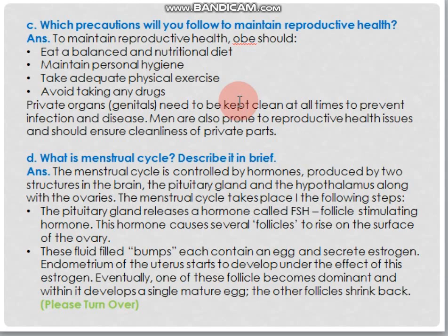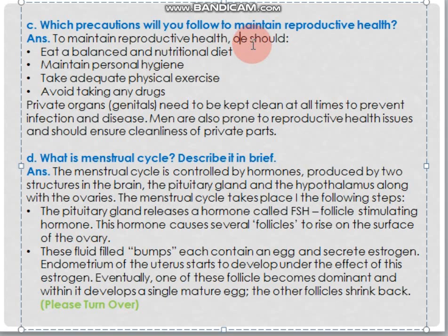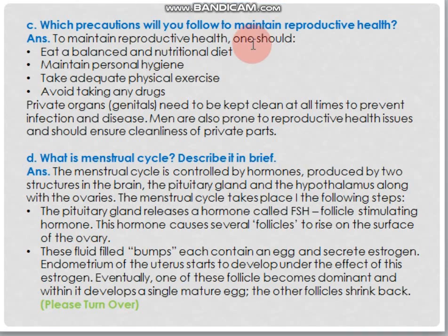So this is applicable for men as well as women. It is not just for girls to maintain hygiene, even boys have to maintain hygiene.